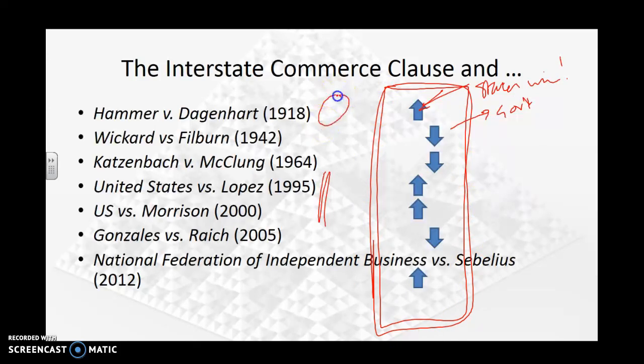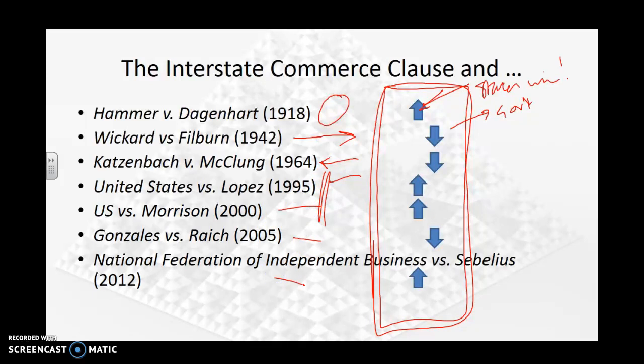Here, the Supreme Court looks at child labor and says, yeah, fine. Here, the Supreme Court looks at whether or not you cannot buy wheat, and they say, no, you can't do that. This one was about desegregation of restaurants, guns, so that one's guns. This one, violence against women. This one, drugs, and this one, obviously, Obamacare.